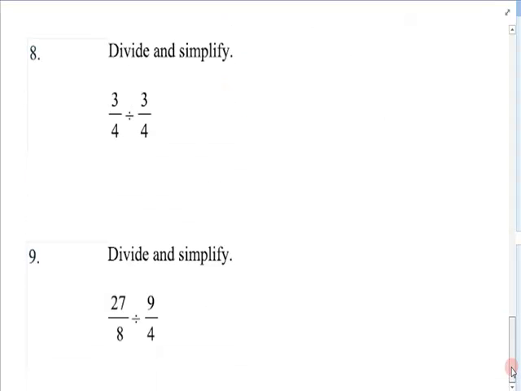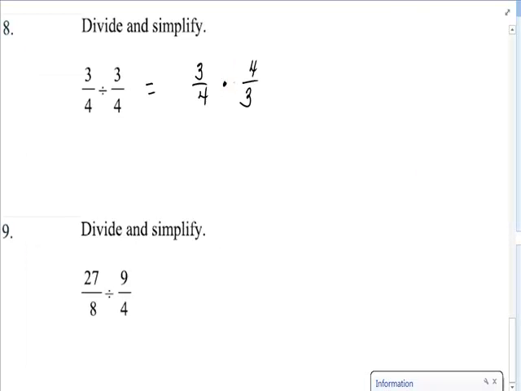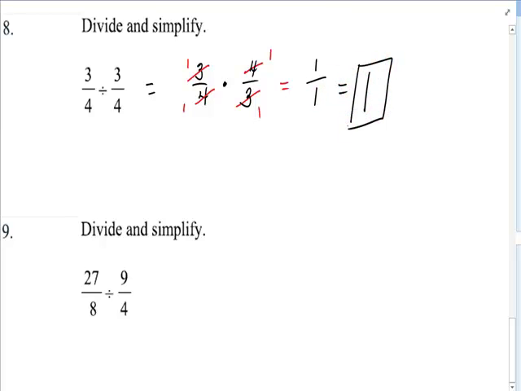All right, I believe we have 2 more problems. Divide. That means keep, change, and flip. This time when I reduce or bow tie, 3 goes into itself once, 3 goes into itself once, 4 goes into itself once, 4 goes into itself once, and I get 1 over 1. I can't leave that as a final answer. My final answer is 1.